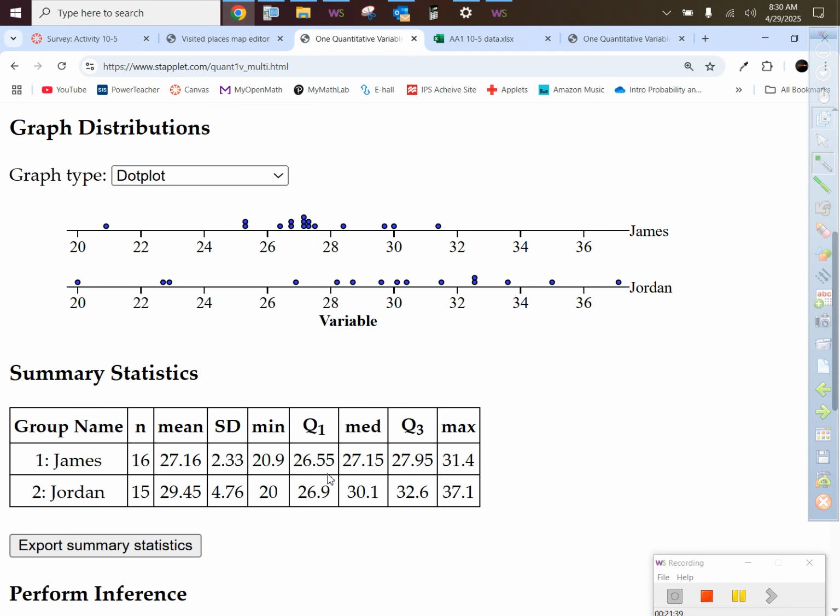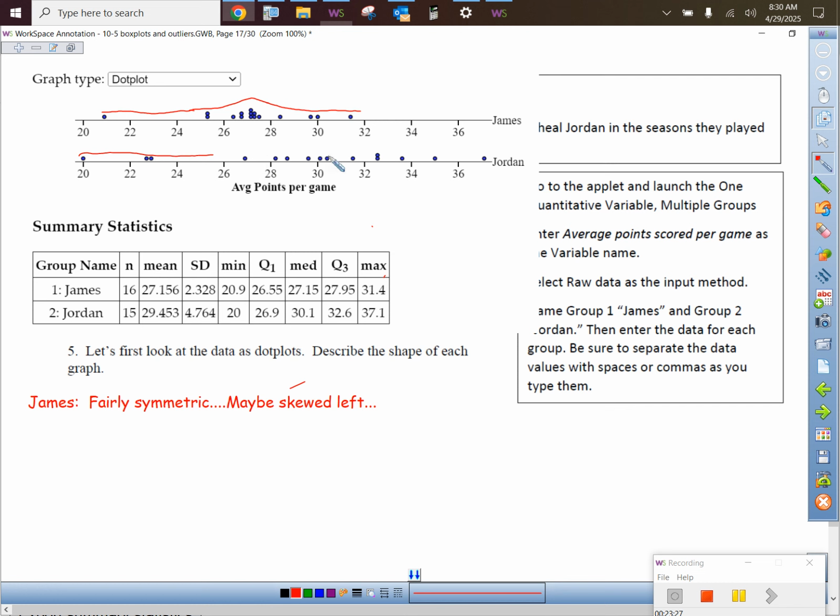How about Jordan? Let's draw the cool little thing on top of his. He does have a peak, right? So what do you think about Michael Jordan's data right there? Skewed left, very possible for fairly uniform also, but because there is a peak, I think we'll go with skewed left.